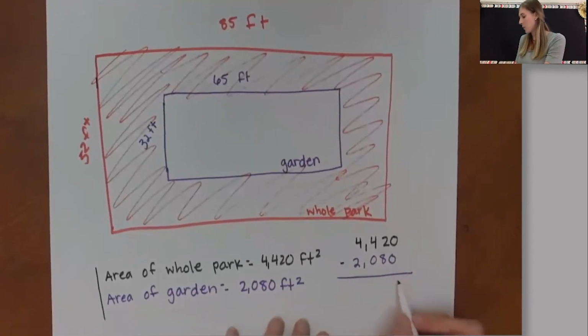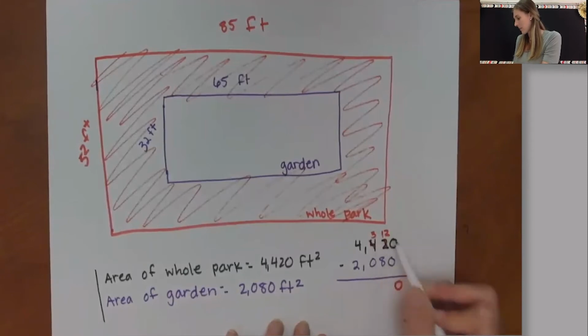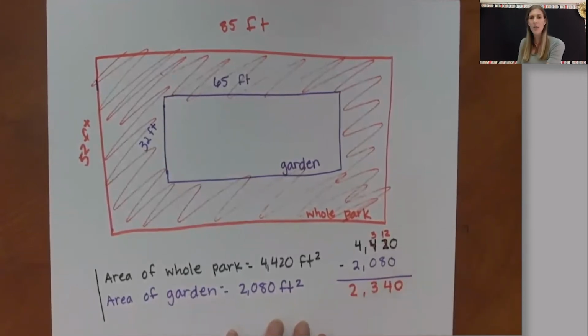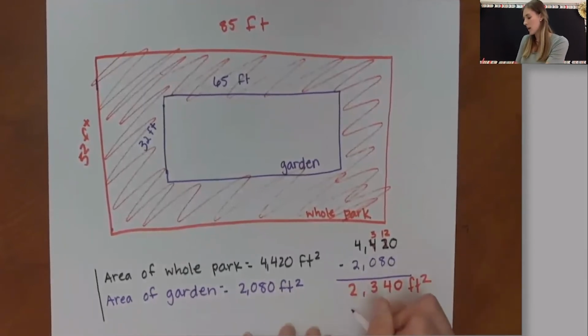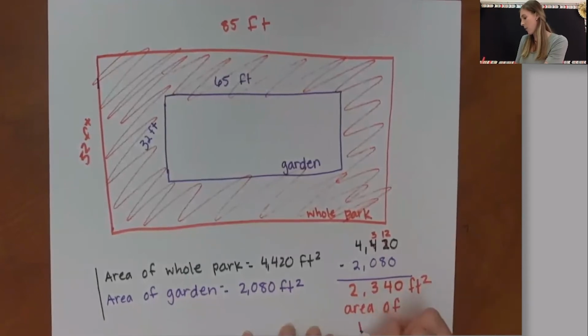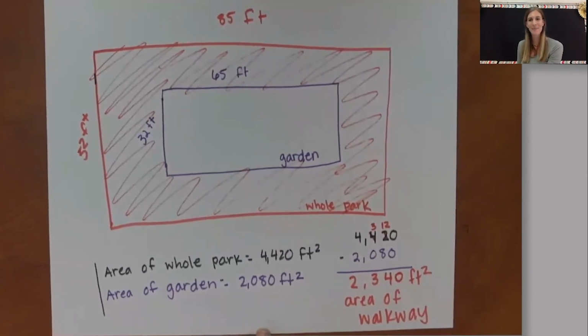And we are left with 2,340 feet squared for the area of the walkway. So now they know just how much they need to paint. Okay, let's do another problem together.